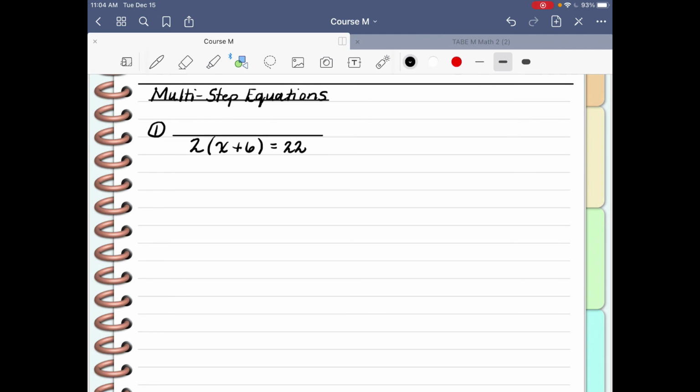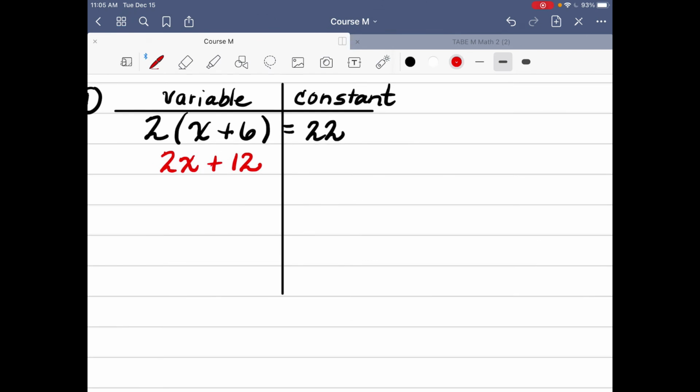Go ahead and draw the power T. And I can go ahead and tell you this time that there is a variable on the left and a constant on the right. But we need to distribute that 2 through. So I'm going to say 2 times x is 2x. 2 times positive 6 is positive 12. So do your distribution and then copy.